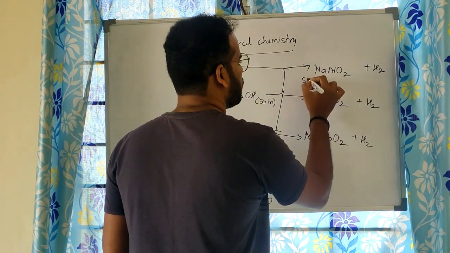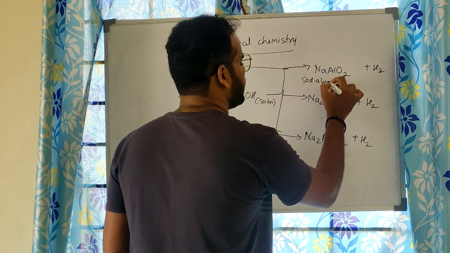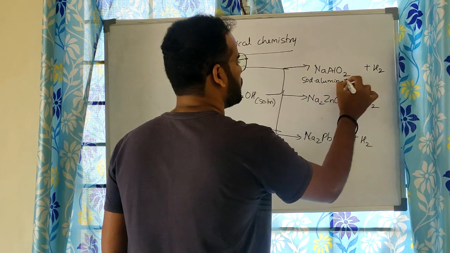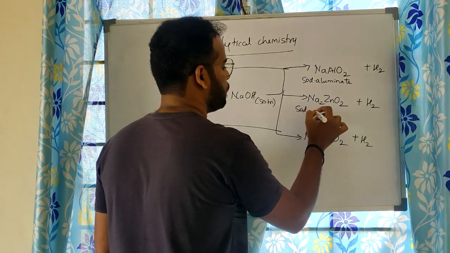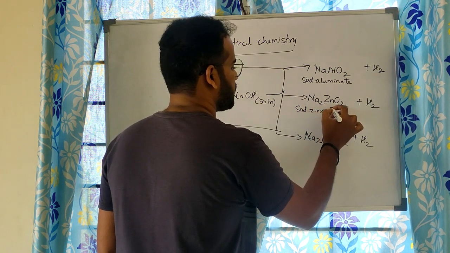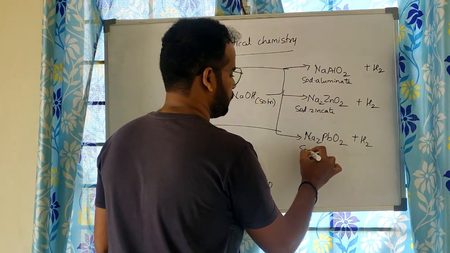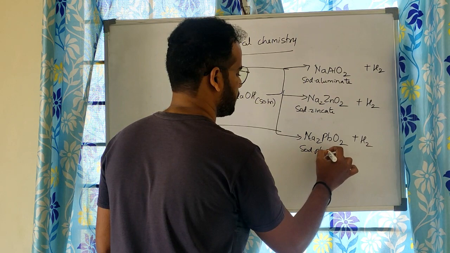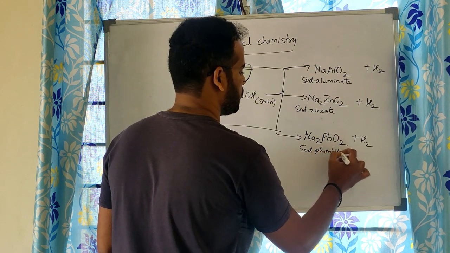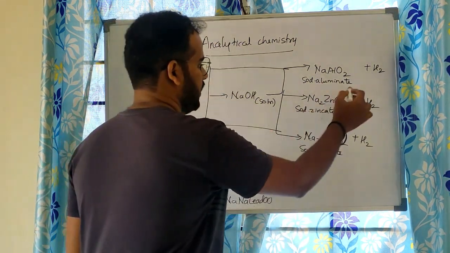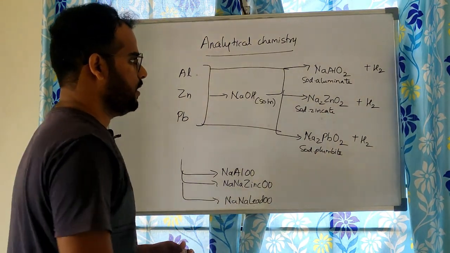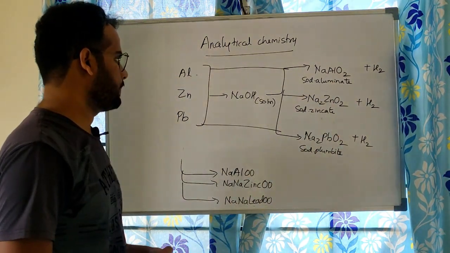This is called sodium aluminate. Very important. This is called sodium zincate. This is called sodium plumbite. Plumbite. See the difference. In all the cases, hydrogen is released.